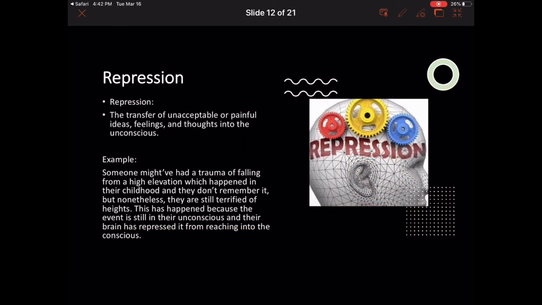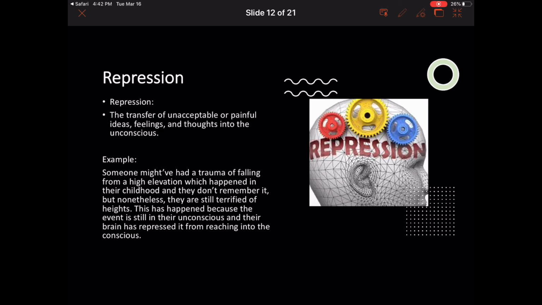The next defense mechanism is repression. This defense mechanism was first theorized by Sigmund Freud, one of the biggest psychologists that talked about the unconscious. Repression is the transfer of unacceptable or painful ideas, feelings, and thoughts into the unconscious.